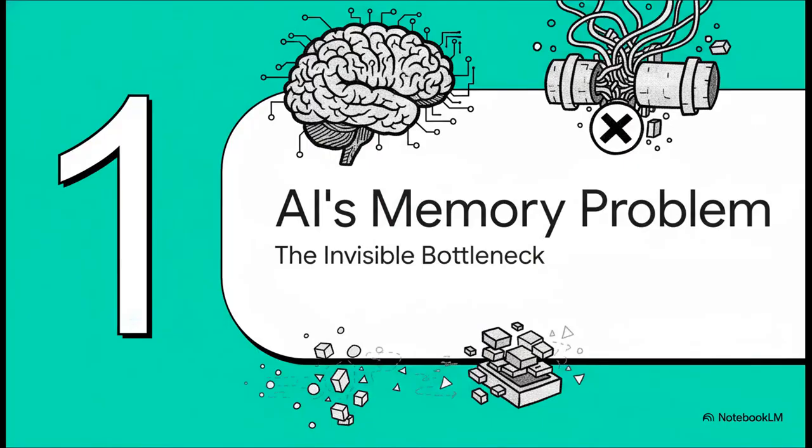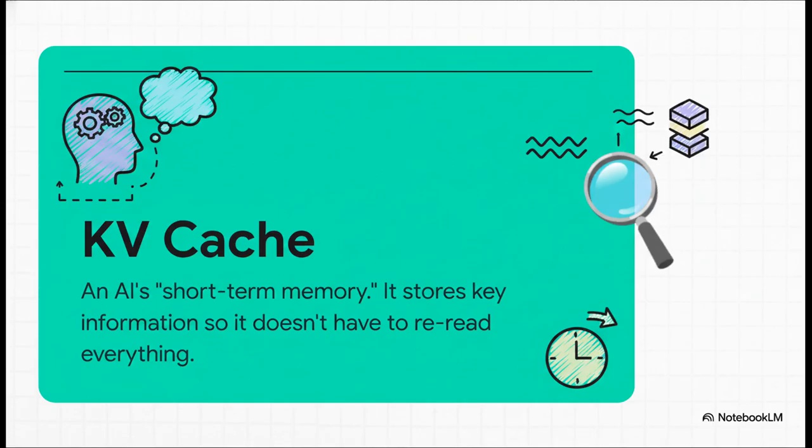But to really appreciate the solution, we first have to get our heads around the problem. And right now, one of the biggest and honestly often invisible bottlenecks that's holding AI back is its own memory. Okay, so let's start with this core concept called the KV cache.